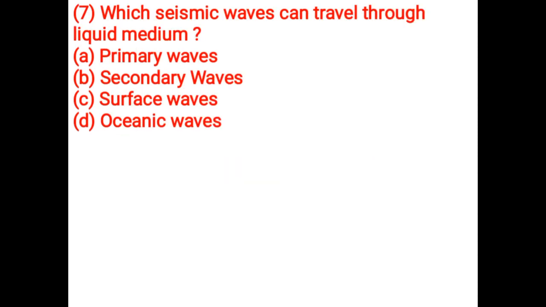Which seismic waves can travel through liquid medium? Option A, primary waves. Option B, secondary waves. Option C, surface waves. Option D, oceanic waves. Correct answer is option A, primary waves.